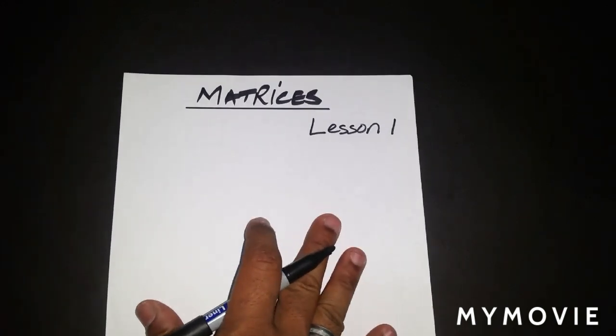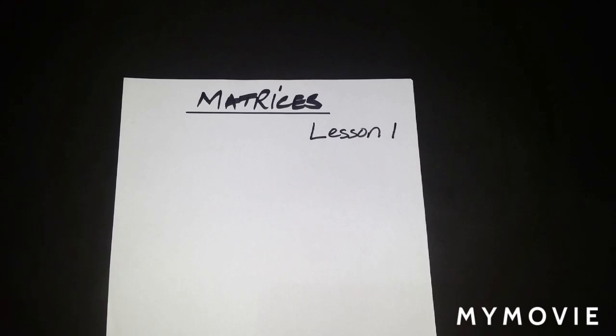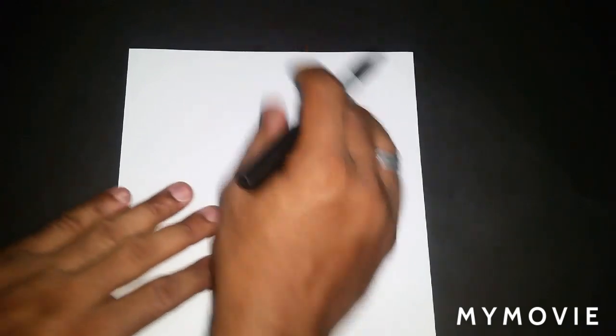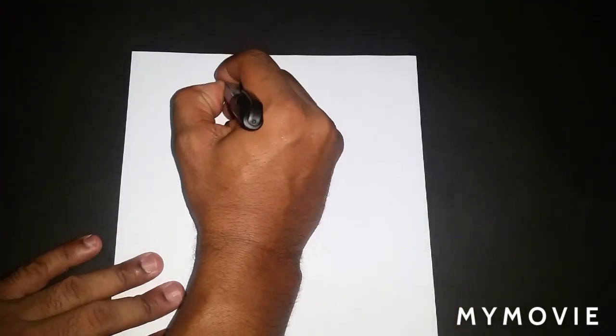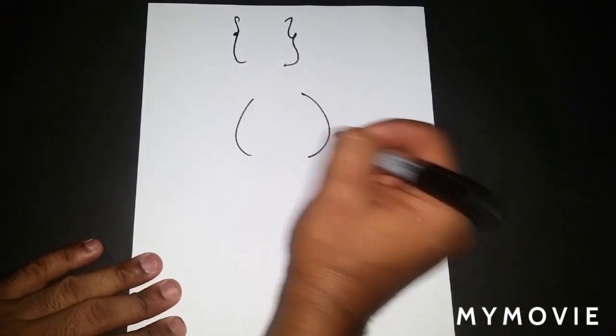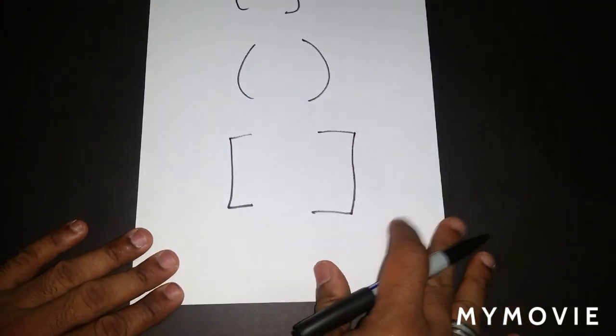Alright guys, today we're going to be having our first lesson on matrices, and before we actually begin discussing, there's just one thing I want to get out of the way immediately. Now, you should know by now that you have different types of brackets. First of all, you have curly brackets, you have parentheses, and you have square brackets.